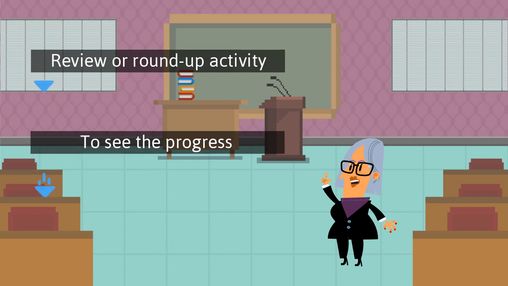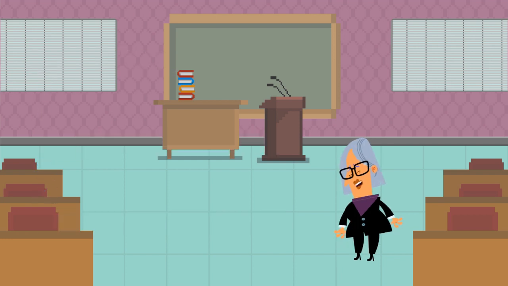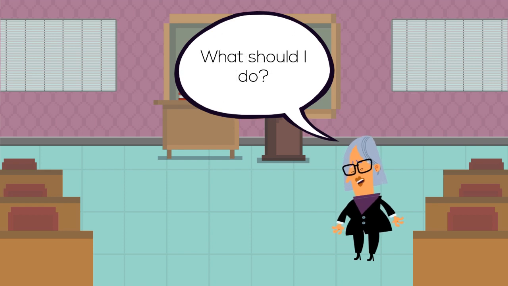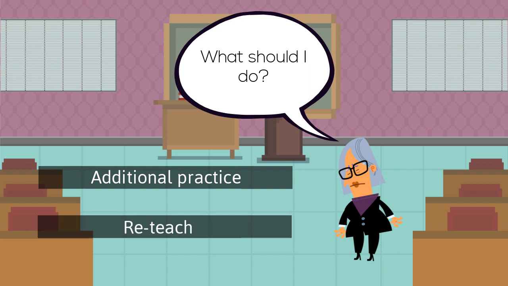It is important to let students know that you are checking if the learning objective of the lesson has been achieved. After the final activity, if the teacher realizes that students haven't achieved the objective of the lesson, he or she needs to think whether additional practice is needed or if he or she needs to reteach.